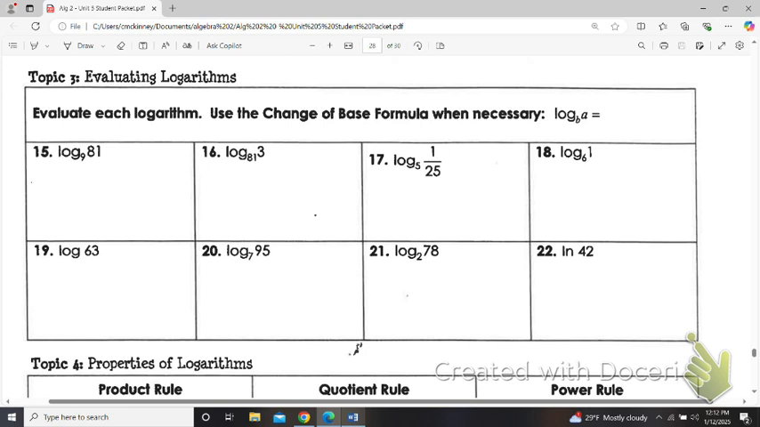All right, so here it says evaluate each logarithm. So if we are evaluating, we should get a value. So a number answer.